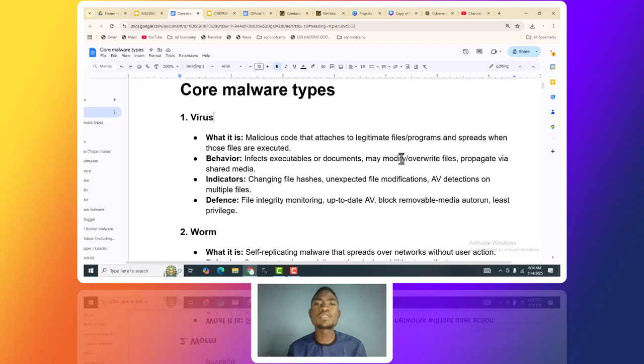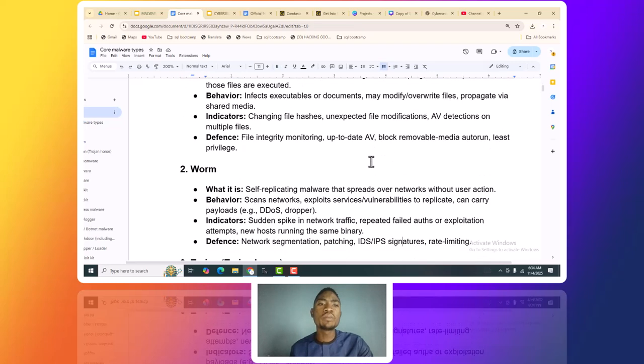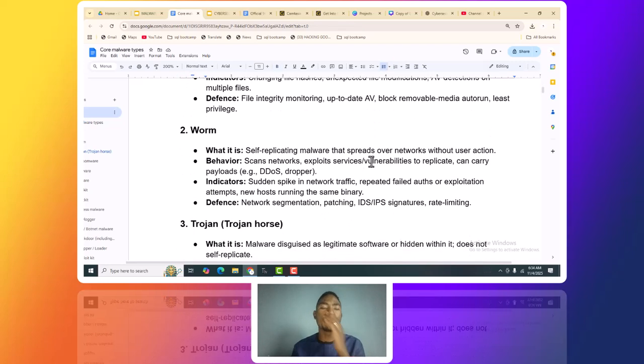Now, another malware that is very common among us is called a worm. A worm is a self-replicating malware that spreads over a network without users' action. What does it mean? If a worm enters your devices or your infrastructure, it can replicate itself. It can actually multiply itself. So if one worm enters your system, tomorrow you may see that it has multiplied, and you're having like 2 worms. And most times, a worm can also have other malware attached to it.